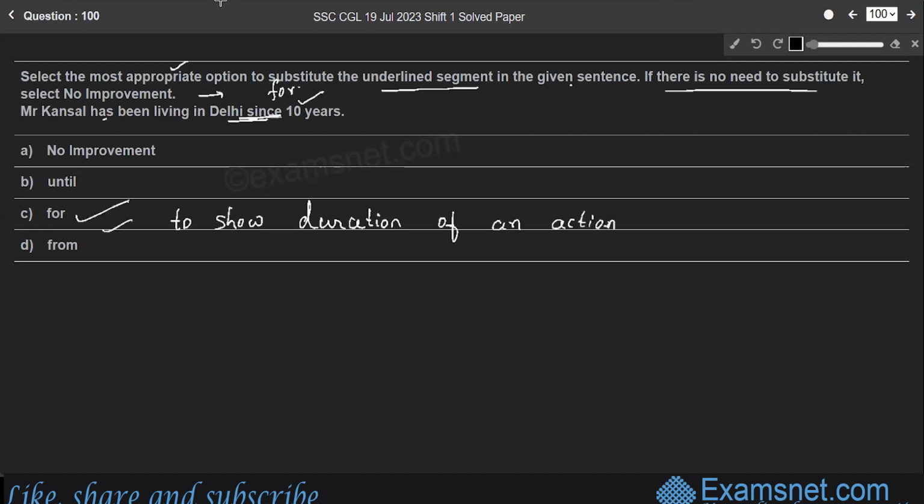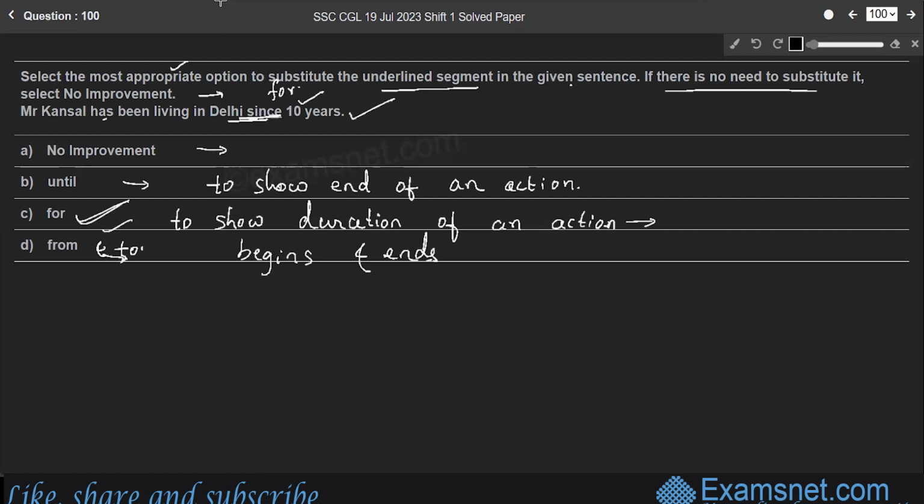Therefore, option C is the right answer, whereas the remaining words, so here option A is not the answer. Until. Until is used to show when an action ends. Right? So here from and to are always used together, generally. They show when the action begins and when it ends. Whereas for is used to show duration of an action. Therefore, for 10 years is the right answer. So option C is the right answer.